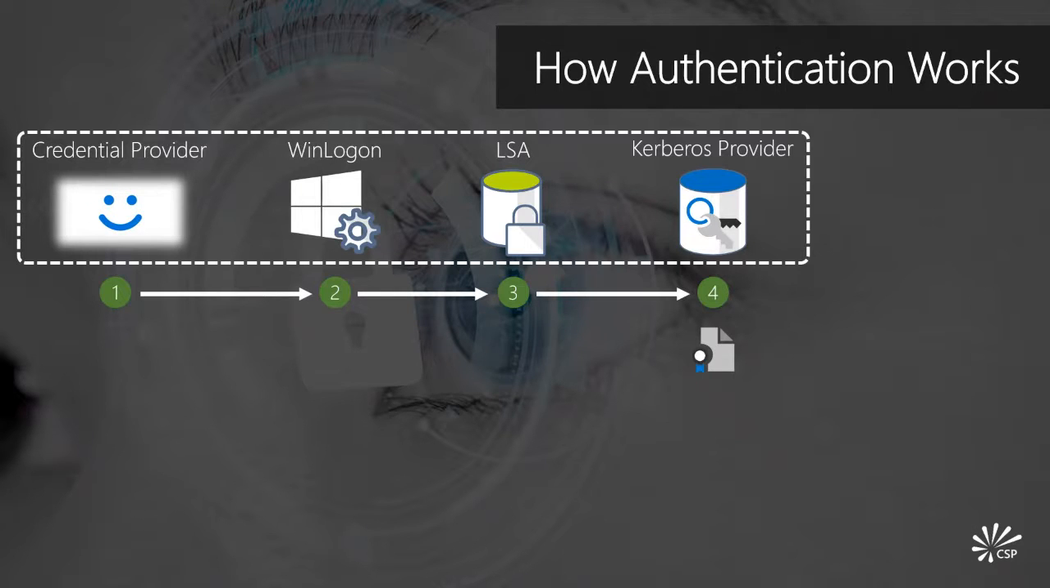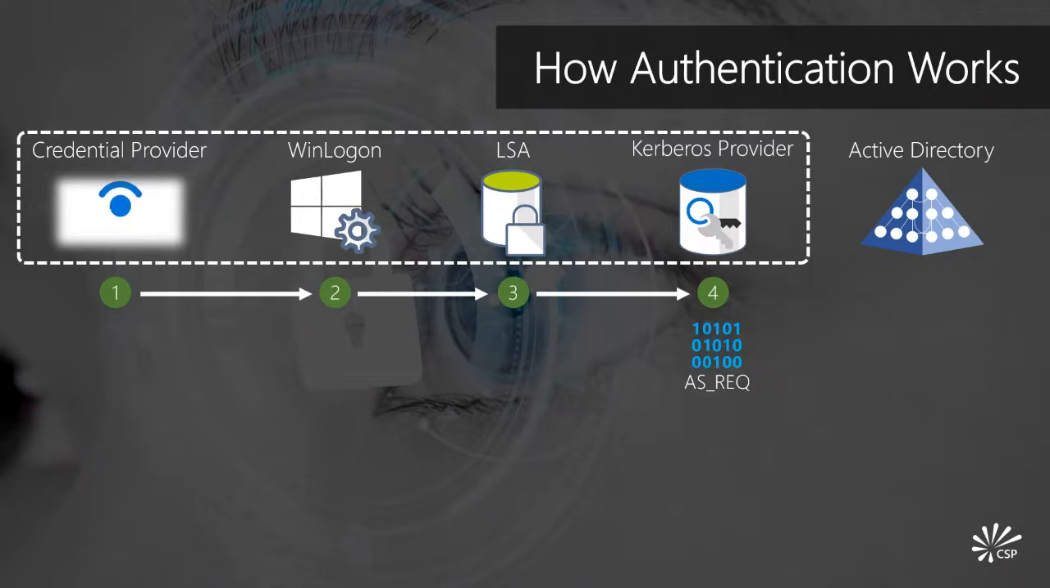But note the dotted box surrounding these components. This box represents the local device. So everything that's happened right now has occurred within that local device only, hasn't left that device. So the Kerberos provider uses a domain hint from the credential ticket, and then it generates some pre-authentication data that's going to be used to authenticate against Active Directory.